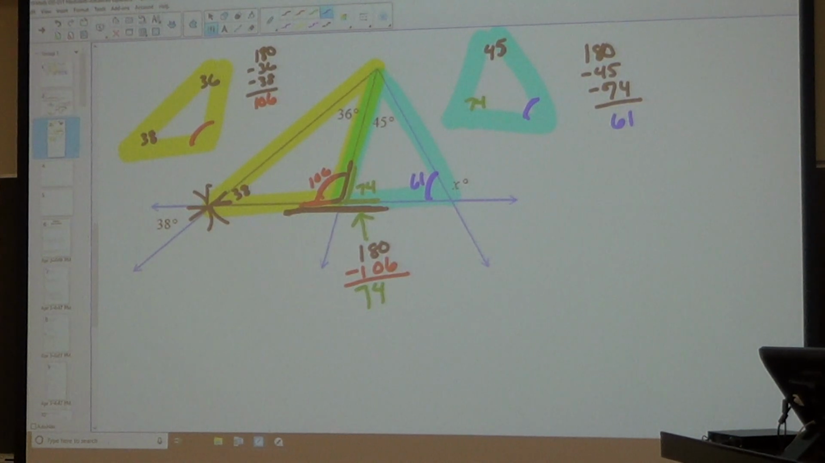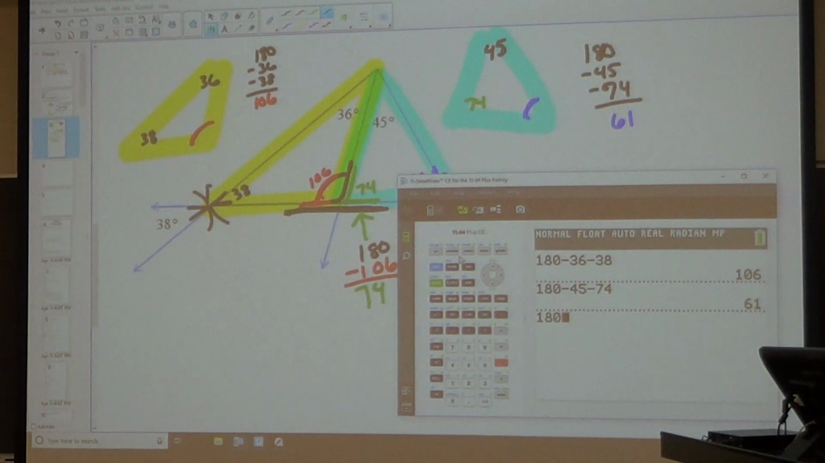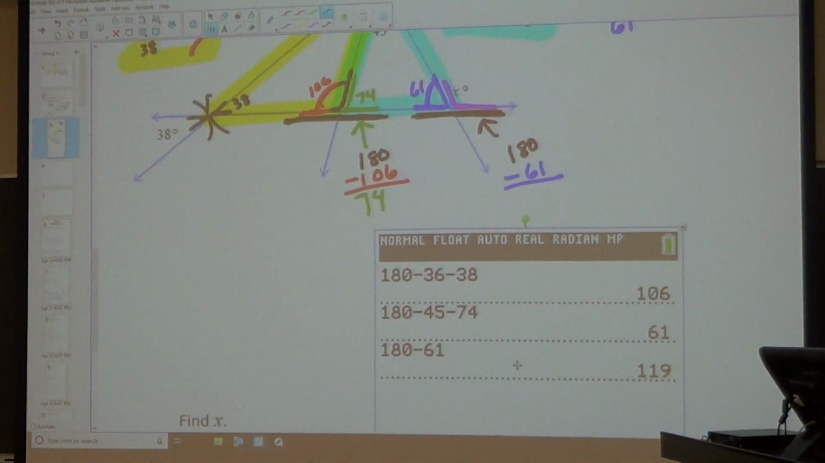Now, how am I going to jump to the outside? Yeah, so you can do 180, 61. Those two make a straight line. So 180 minus 61. So the purple angle is going to be 119.